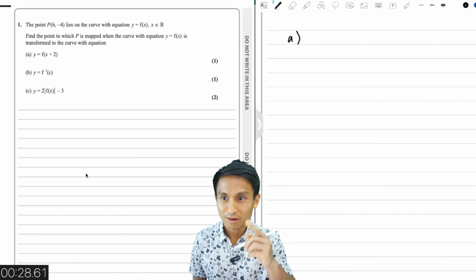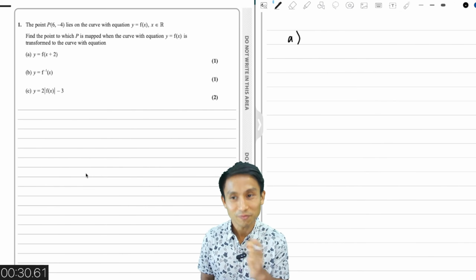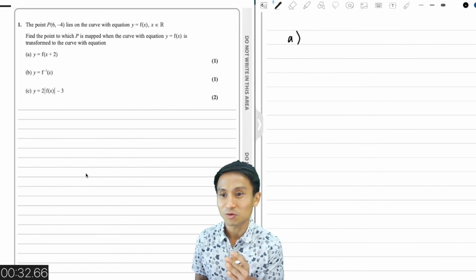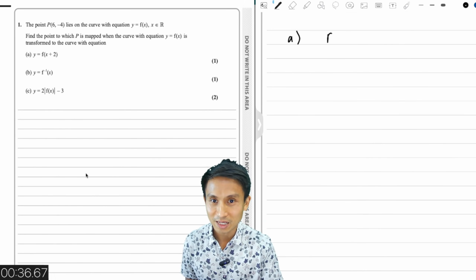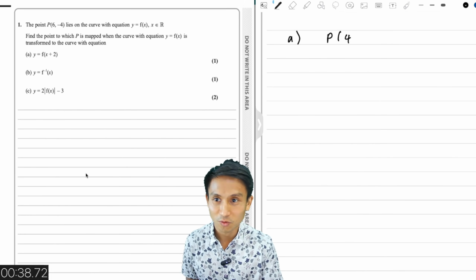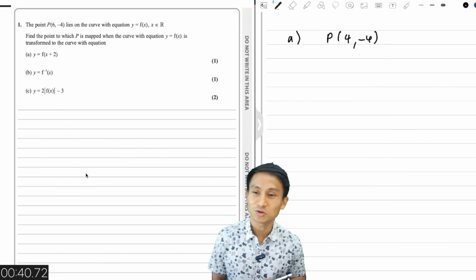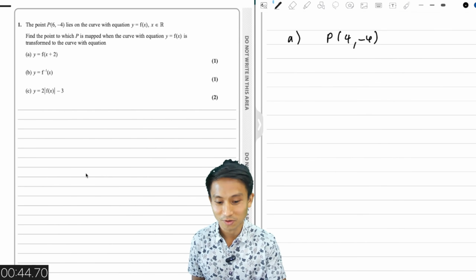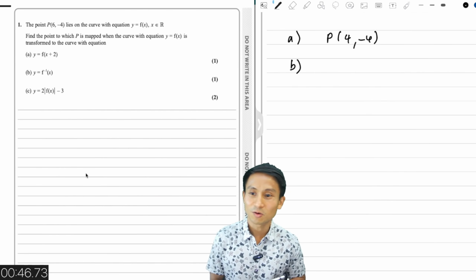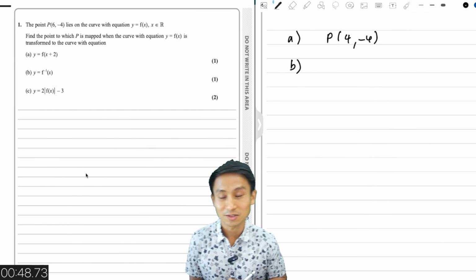So f(x + 2) would be shifting the graph to the left by 2 units. So point P would be then (4, -4). Yeah, you just subtract the x coordinate by 2, right? That's it for part A. Part B, y = f inverse of x, right?